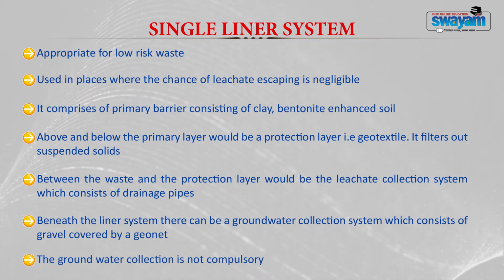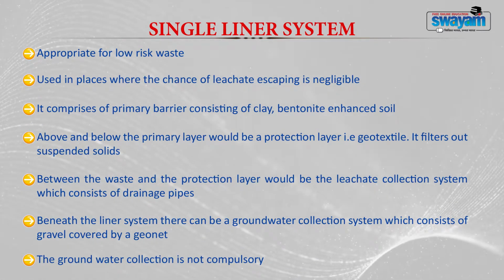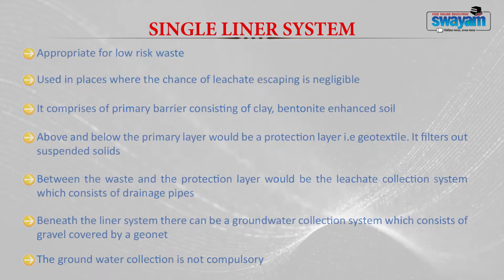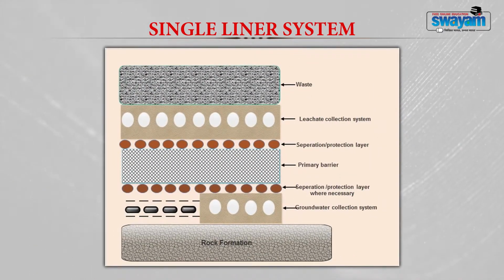The groundwater collection system is not a compulsory option in the liner system. Now, in this image of a single liner system, you can see on top you have waste, below that you have the liner system. Just below the waste you have a leachate collection system, which is lined with a geotextile for filtering out any solid particles that enter through the leachate into the leachate collection system.